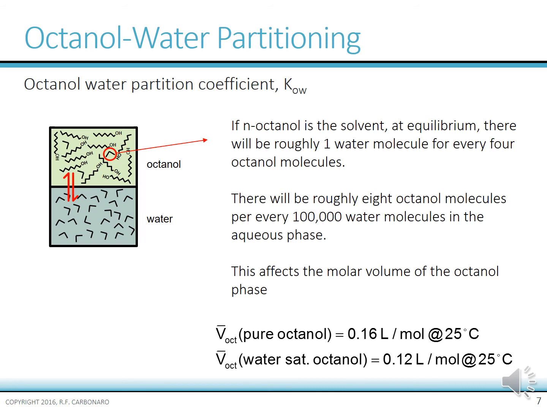So it's water saturated octanol. It's still mostly octanol, but it's saturated with water. And what this does is it actually changes the molar volume of the octanol. Molar volume meaning the liters of space occupied by 1 mole of material. This is helpful when converting mole fractions to concentrations, as we did earlier for the CW-SAT calculation. So the molar volume of pure octanol is 0.16 liters per mole at 25 degrees C, whereas water-saturated octanol is significantly less than that, 0.12 liters per mole.